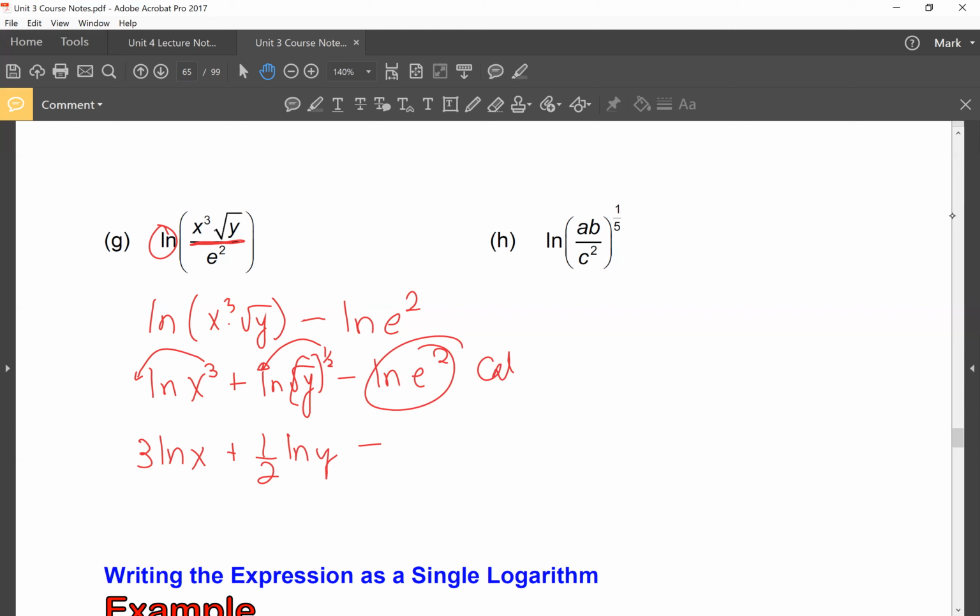You could leave it like this, or if you wanted to, you could change it to a 2. Whatever you want to do. I wouldn't take off marks if you left it as ln e to the power of 2.